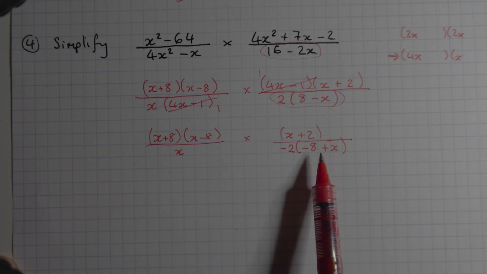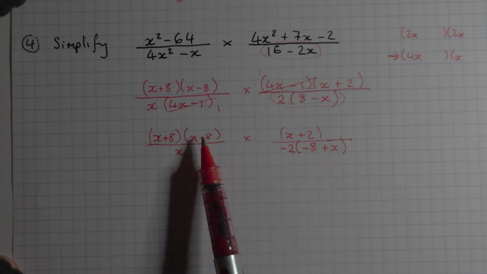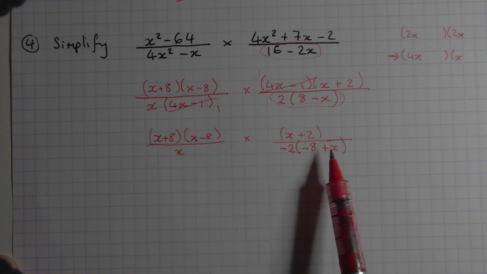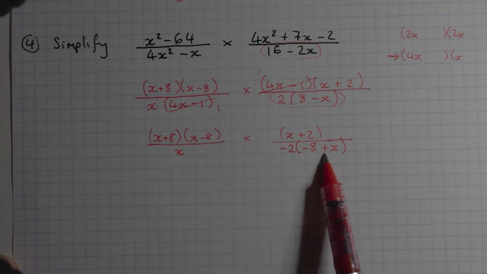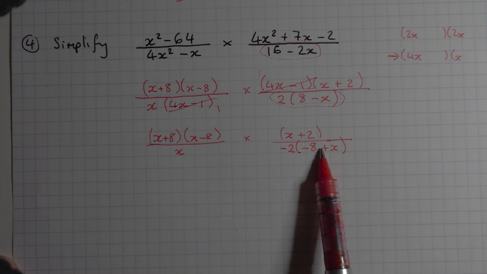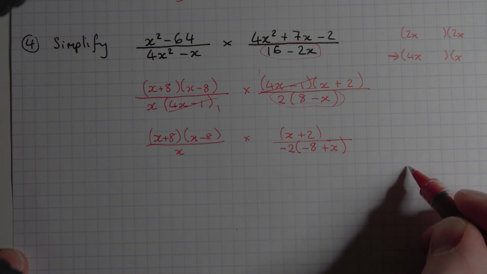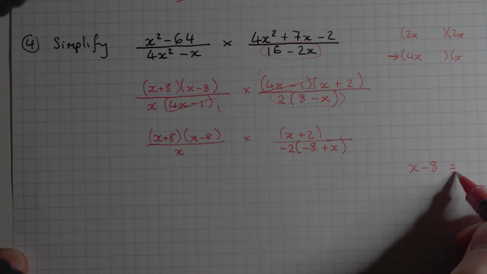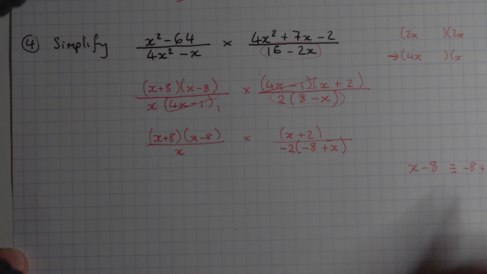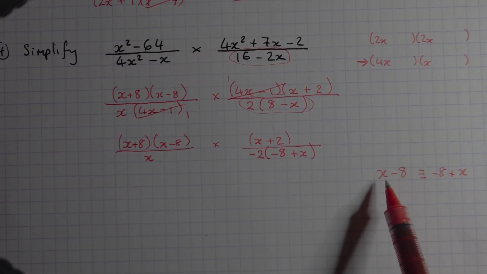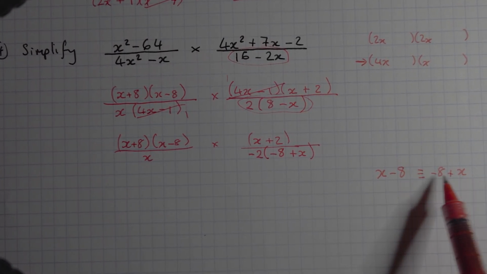And it may or may not be obvious to you that actually this is the same as this one. Okay, x take away 8 and minus 8 plus x. These are the same thing, because you can swap the order of an addition round if you want to. It might take you a while to convince yourself that's definitely true. So, I'm trying to convince myself that a number take away 8 is always exactly the same as minus 8 plus that number.